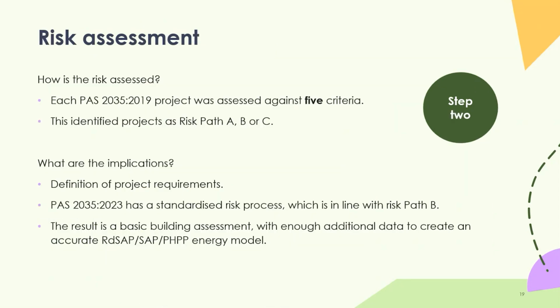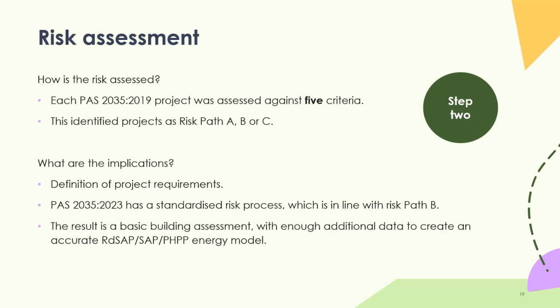So when thinking about risk assessment, there has been quite a change in PAS 2035, 2023. The previous version had a risk assessment based upon the idea of risk path A, B, or C, and that was measured against 5 criteria of the project. That was the number of dwellings, number of measures per dwelling, technical difficulty of the most difficult measure, whether a particular combination of measures, as in the interaction matrix, produced a high level of risk, and the construction and build form.